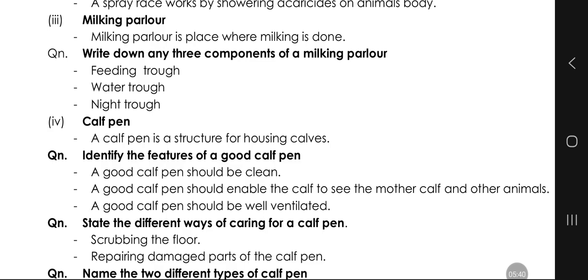So it has to be clean to avoid diseases. Hope I'm clear there. A good calf pen should enable the calf to see the mother of the calf and other animals.